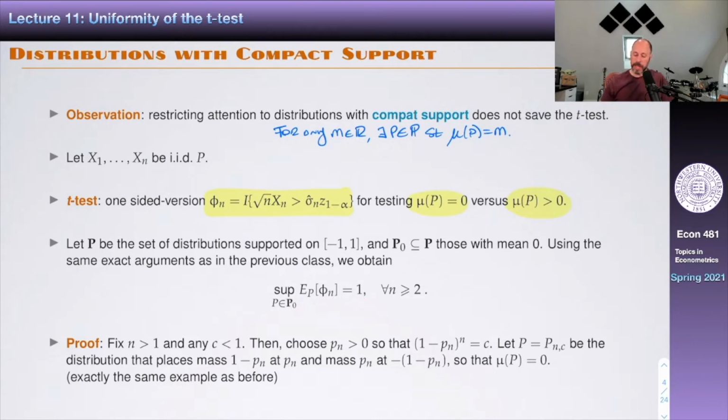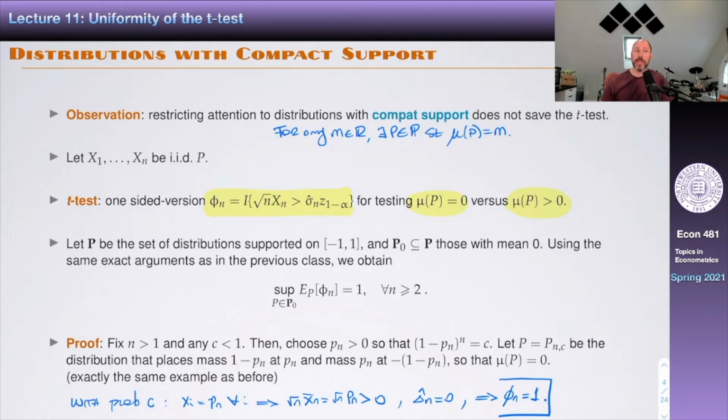What's the argument? I rewrote it here so that you have it, but we did it last time. You fix n, you fix any c, and then you choose pn such that 1 minus pn to the n is equal to c, and then you let P_n,c be the distribution that places mass 1 minus pn at pn and mass pn at -(1 minus pn), so that the mean is 0. And remember that we learned that with probability c, we have that Xi was equal to pn for all i. We also learned that square root n times X bar was square root pn, which was positive. And we learned that sigma hat n was 0. And so the t-statistic here was infinity.